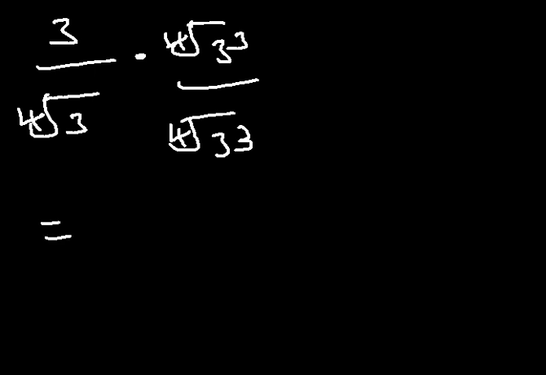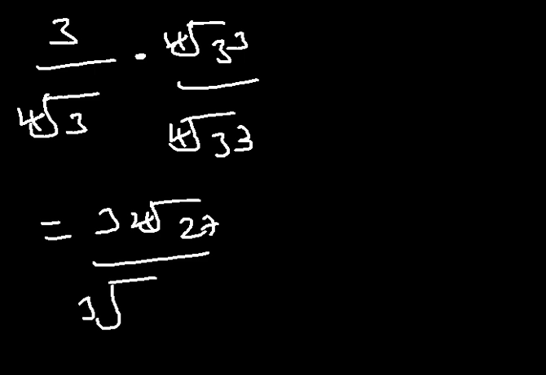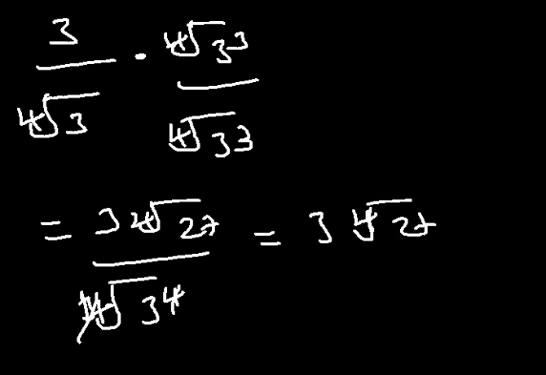That will mean we now have 3 times the 4th root of 27 divided by the 4th root of 3 to the power 4, which, no, this is the 4th root by the way, so this and this will go, and we'll have 3 times the 4th root of 27 divided by 3. So that's how we rationalize that one.